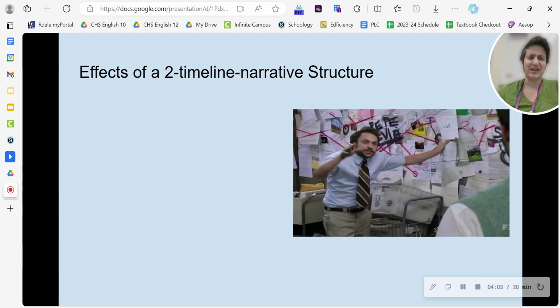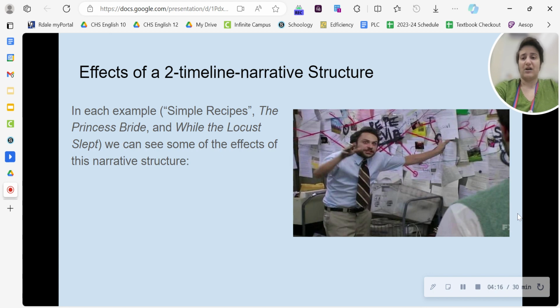So, why do this if it can be a little confusing? There are a number of effects we can see that you get from a two-timeline narrative, both in While the Locust Slept and some of the other examples we've looked at. All of them have different purposes for using this structure. The main one, usually, is that it can create connections between events. As in that example in Locust, we see Peter being reminded of a past trauma by something he's enduring in the present. He feels that link, so we, the reader, are shown it as well.